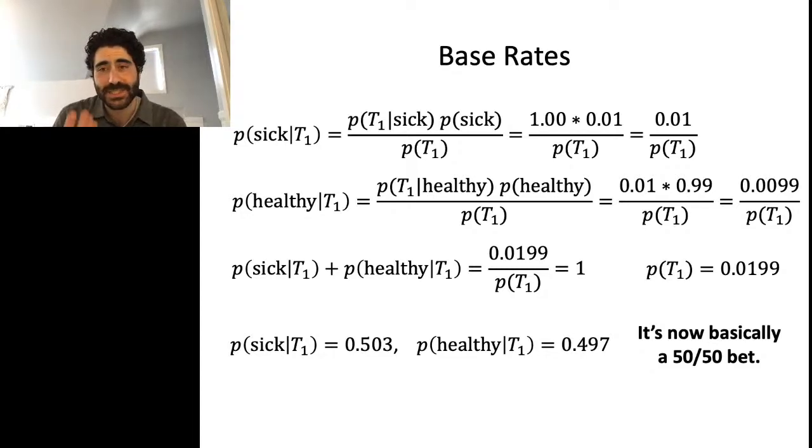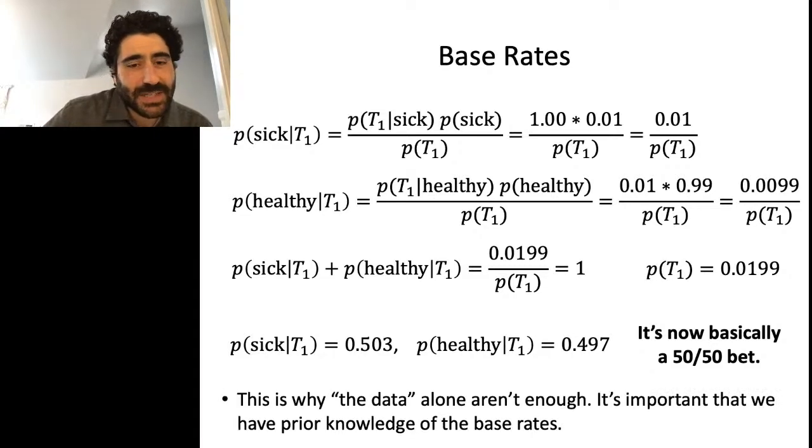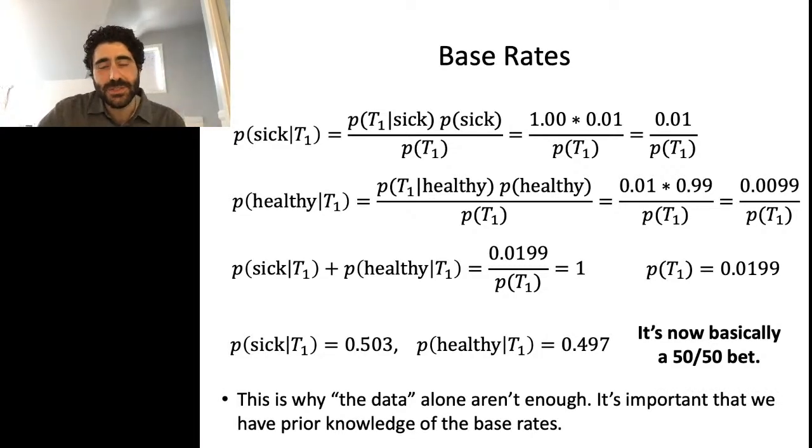And so Bayes' rule basically lets us combine these two things. In this case, these two things kind of cancel out, and it says that it's about equally likely that you're sick or healthy. And so that's why it's important that we don't just use the data, meaning these conditional probabilities, but that we also take into account these base rates.